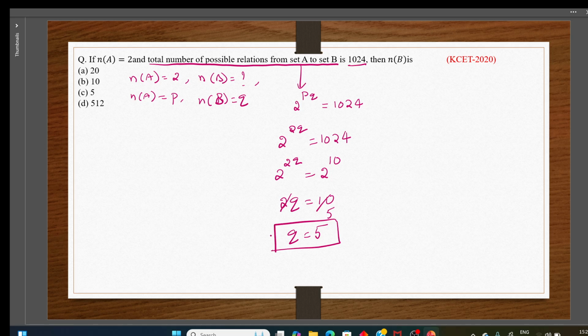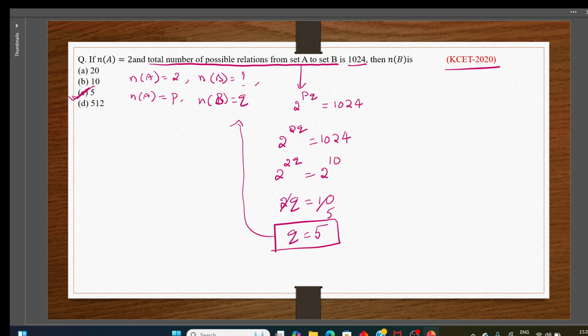What is this q here? q is nothing but the number of B elements. So the number of B elements is 5. So option C is the correct answer. This question is from KCET 2020.